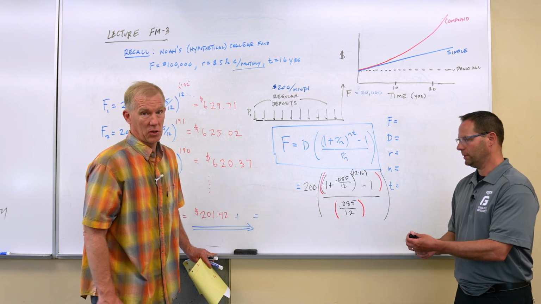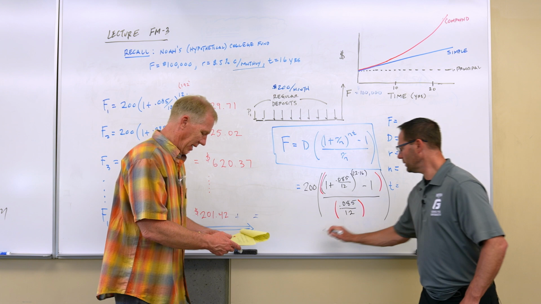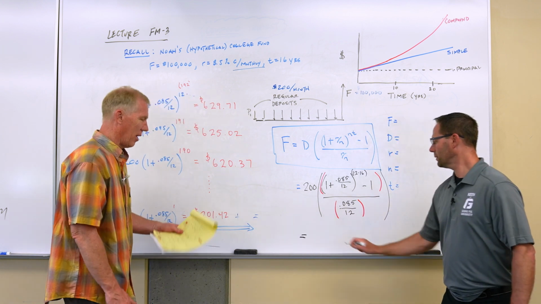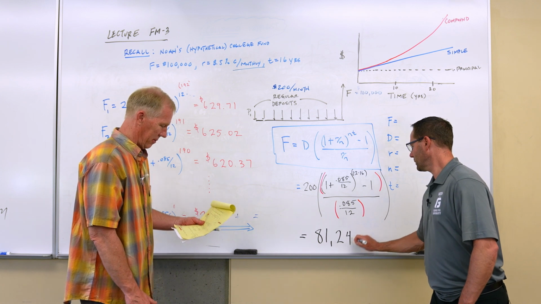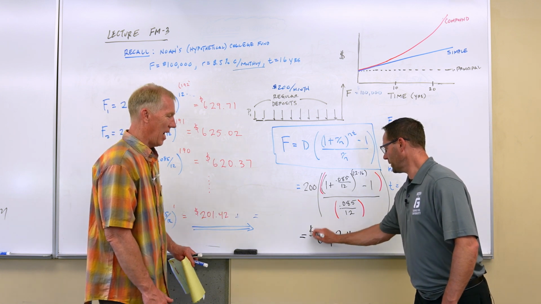We've got to get good at this because we're going to do it a lot. Did you type this in? Your calculator? What did you get? I came up with $81,249. That's pretty close. We wanted 100,000.